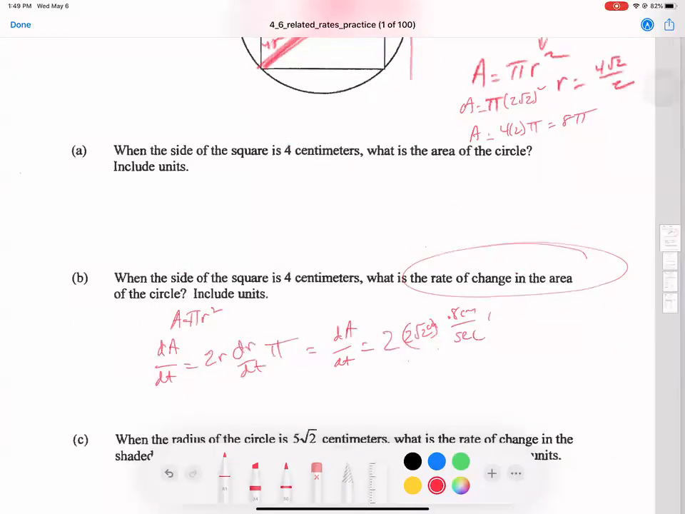And then we're left with pi. So dA over dt is equal to, you can multiply that out if you want, but I want to make sure I get the units in the end correct. Times 0.8 pi centimeters squared per second. Okay, and that's the units. You can, of course, multiply that out or leave it. If you want to multiply, 4 times 8 is 32 square root of 2 pi.